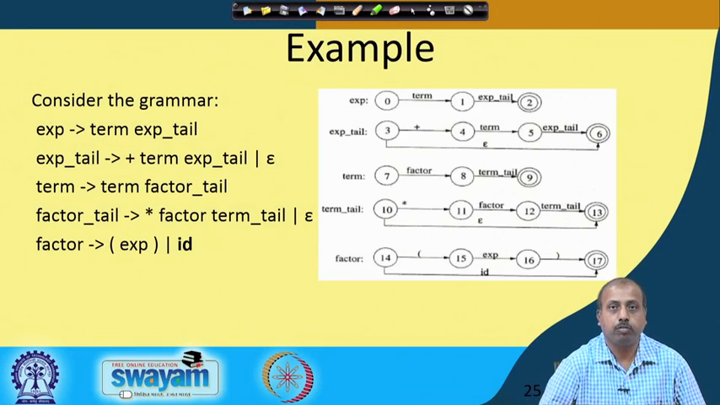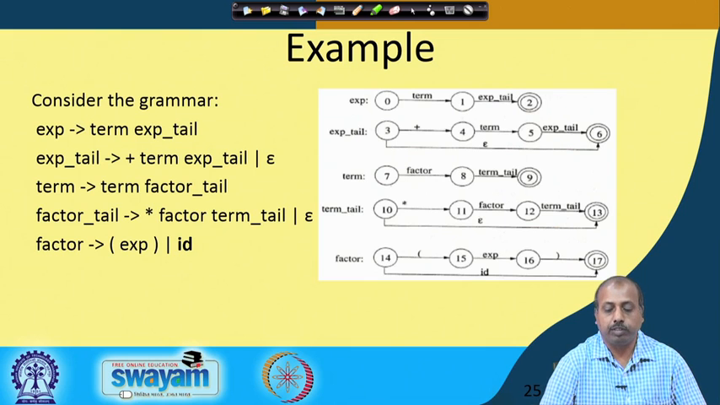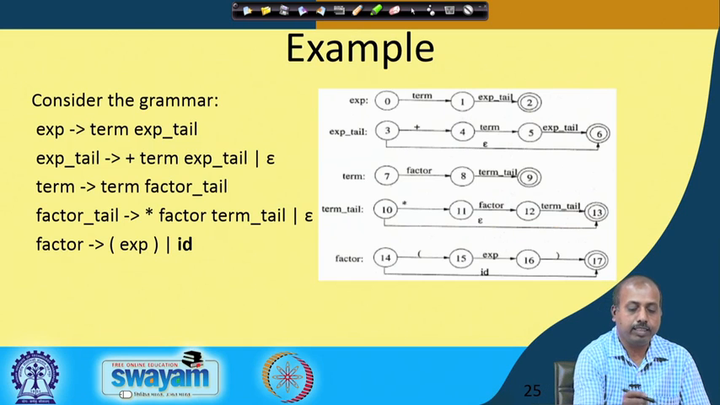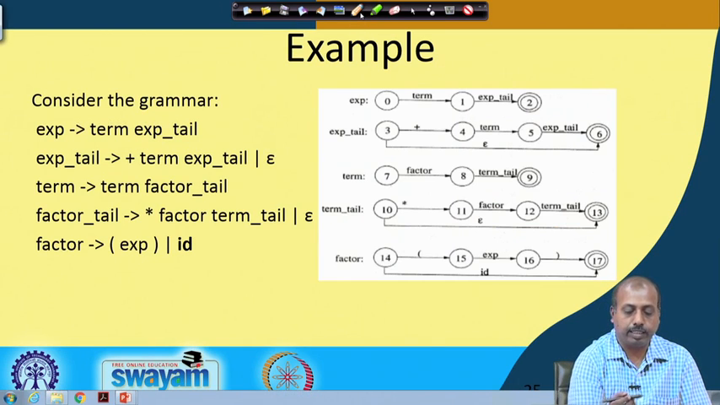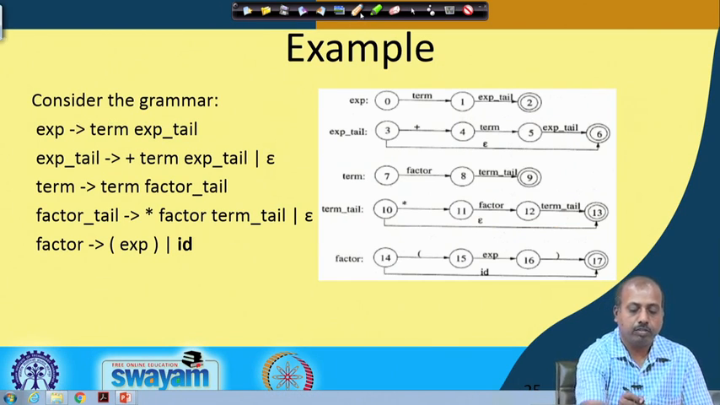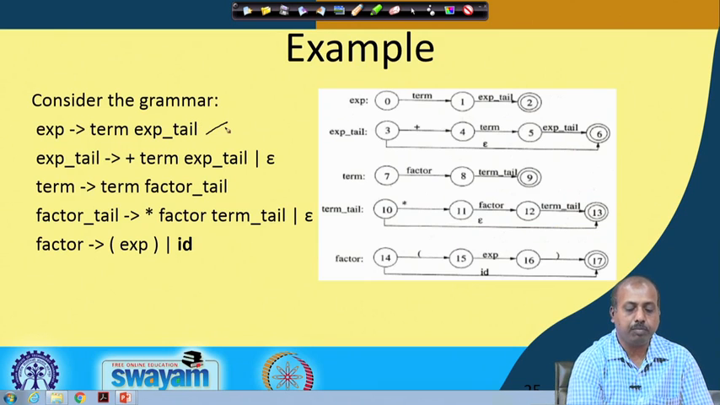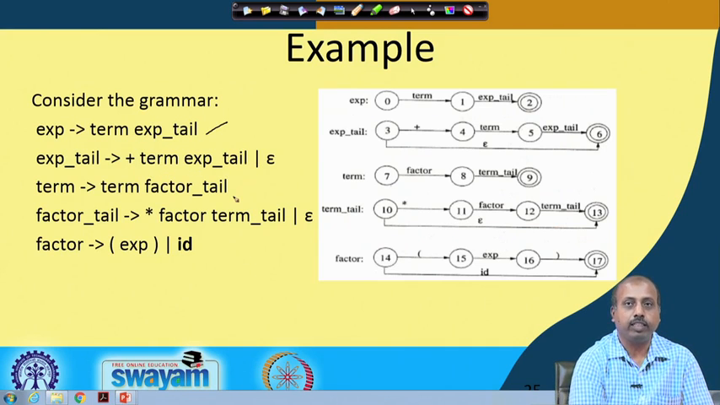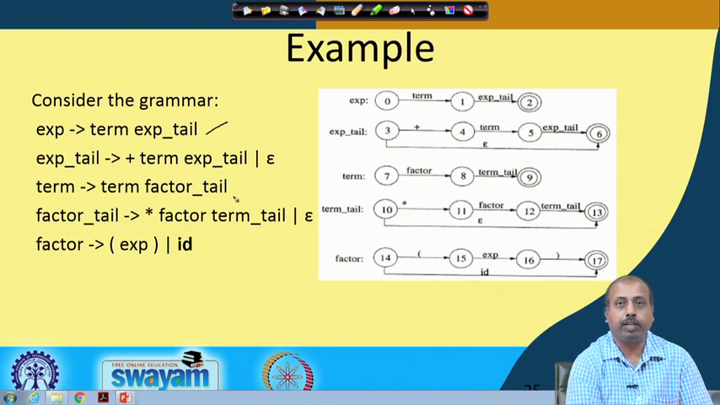Today we will first look into another example of grammar from which we can make transition diagrams for predictive parsing. The grammar that we consider is similar to that expression grammar. Expression produces term and expression tail, where expression tail is plus, then term, then expression tail, or epsilon. It is similar to that ETF grammar, where we have eliminated the left recursion.